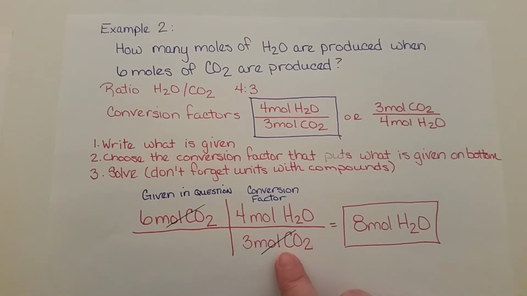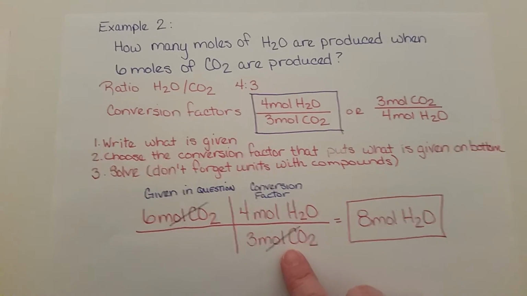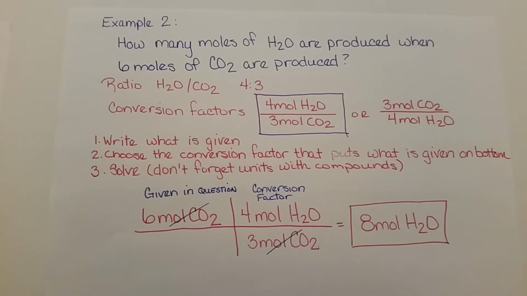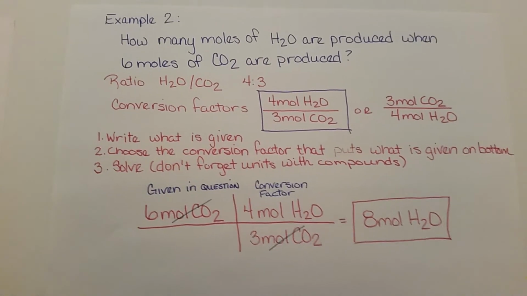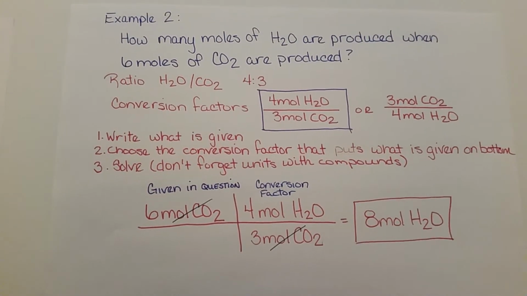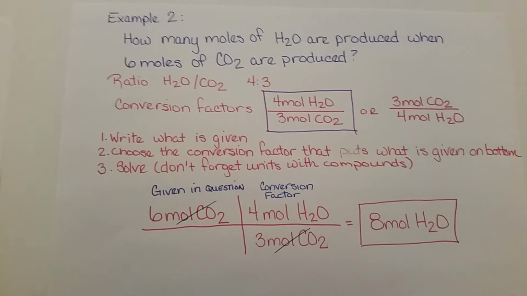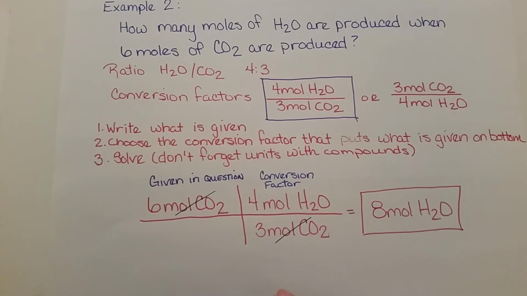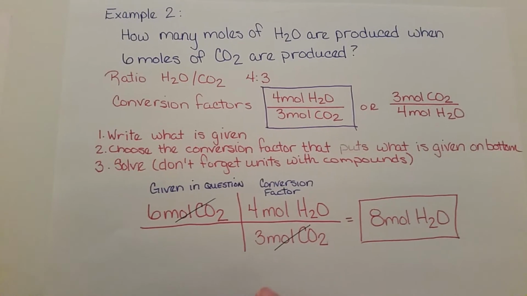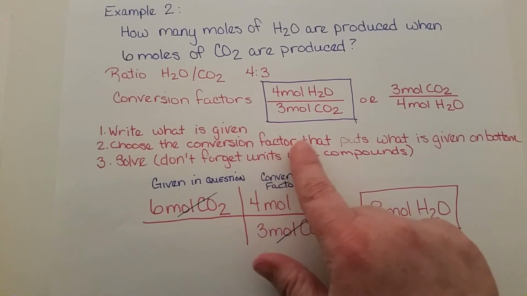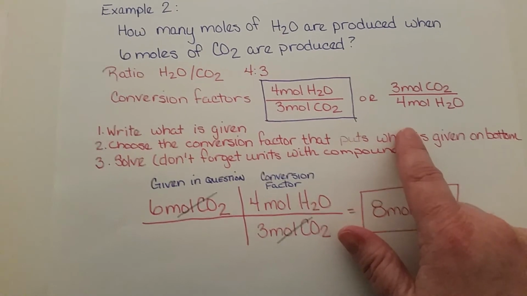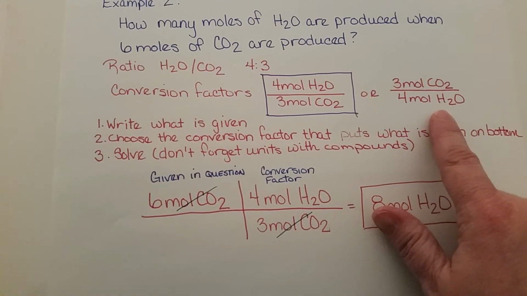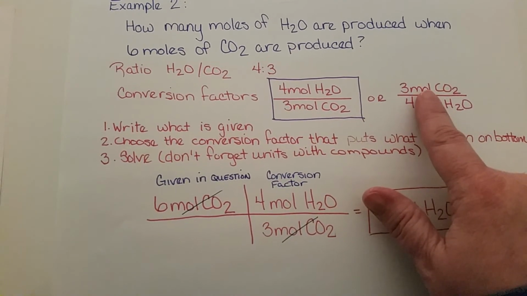Okay, so now we have one last example. We're going to work with the exact same reaction, but with a different ratio. So this one is how many moles of H2O are produced when 6 moles of CO2 are produced. So this time we're only working from the product end, but it does not matter. We would go back to our ratios, and the ratio of H2O to CO2 was 4:3. That gives us 2 possible conversion factors: 4 moles of water on top and 4 moles of water on the bottom, CO2 on the bottom or CO2 on the top.